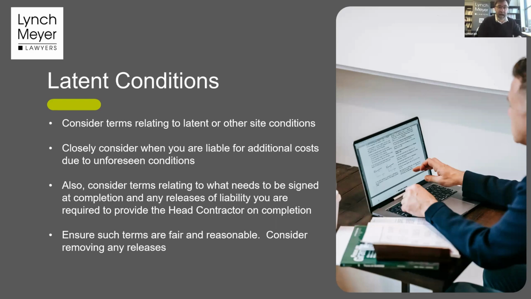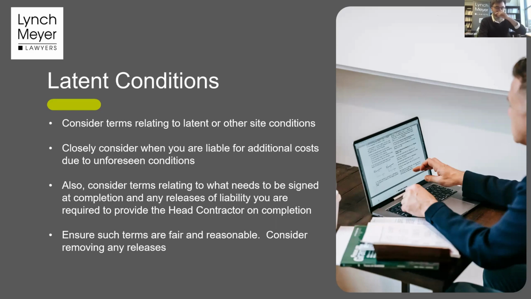The question is, does the cost to do that extra 200,000 fall on you, or does it fall on the party that engaged you? And it often really comes down to the definition of what a latent condition is. Often it'll be a condition that someone should have reasonably anticipated in light of the material that was provided, and then it will come down to, well, what material was I provided.